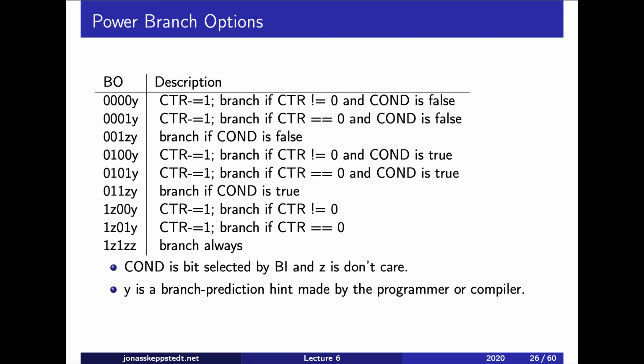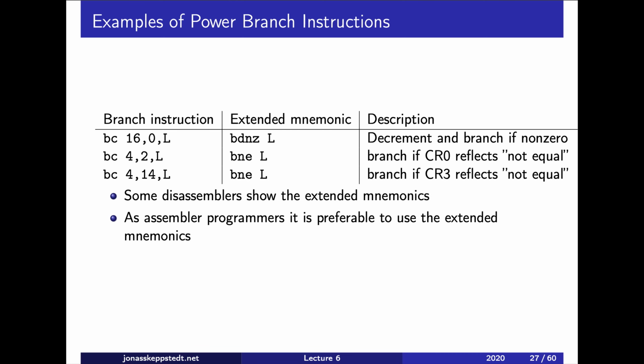To encode exactly what is desired, for the compiler to, for instance, give hints to the CPU whether the compiler thinks a branch will be taken or not, there are many different options in the conditional branch instructions. I will not talk about them. They are explained to some extent in the book, but I will not spend time on it.